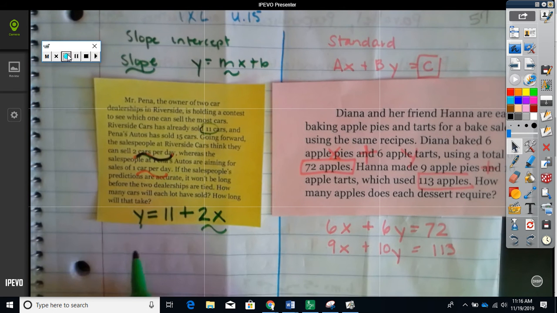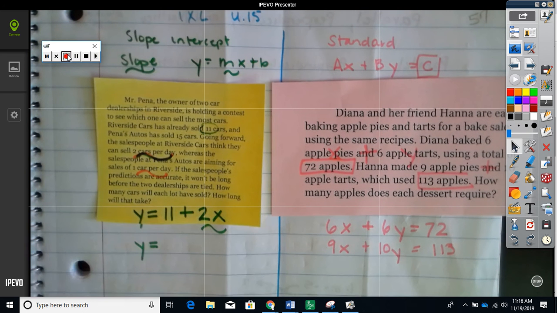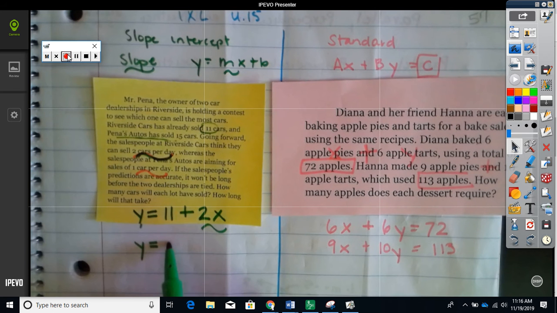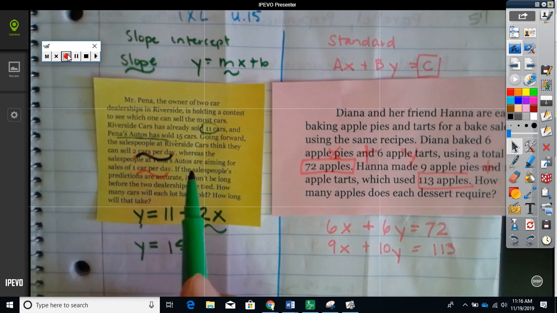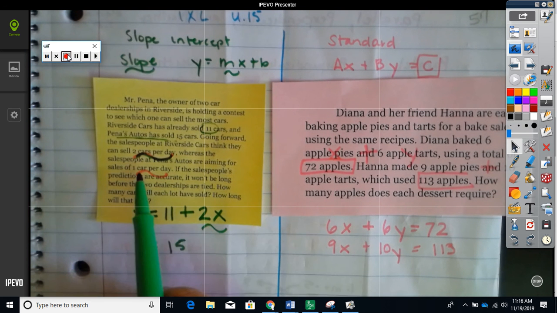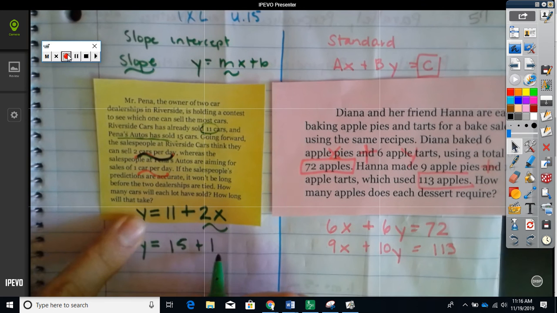So please write the other one. The other one will also be y equals. How many did the other one have? Peña's cars had 15. And what was your slope for the other one? For Peña's autos, how many were they trying to sell per day? Peña's was 1. Yeah, so plus 1. Because it's your slope, what goes with the 1?